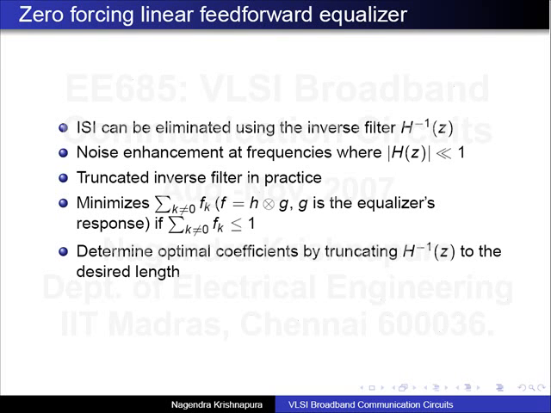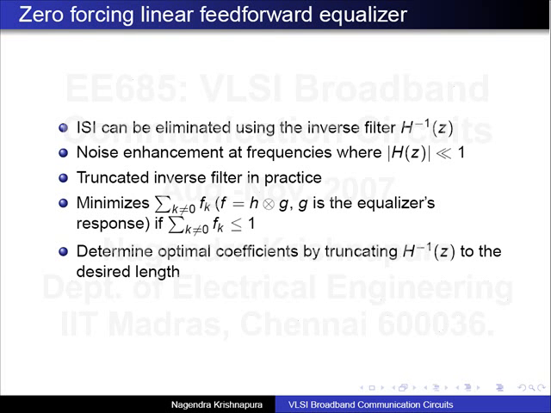And to determine this equalizer is also quite easy. You first simply find the inverse of the equivalent discrete time channel, and then truncate it to whatever length you feel is convenient. Because of truncation, the resulting combined response of the channel plus equalizer is not 1 and all zeros, but at the ends it will have some non-zero values.